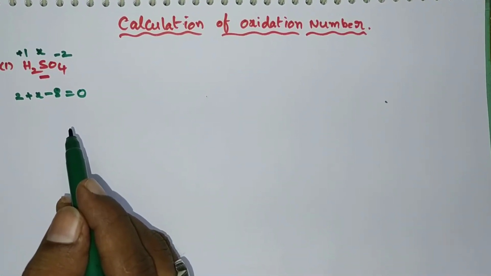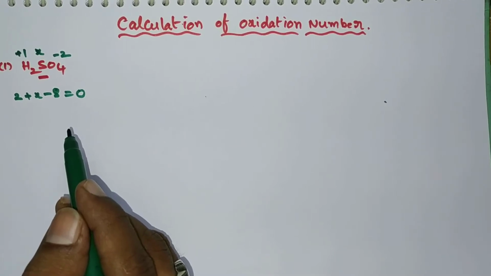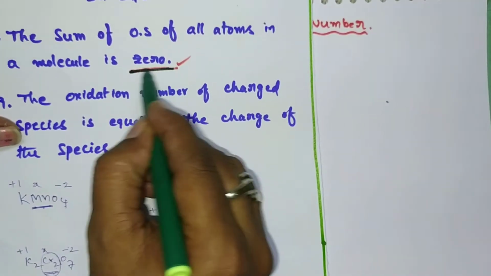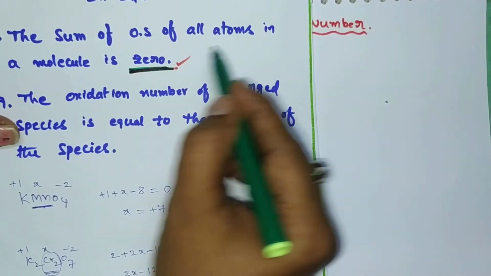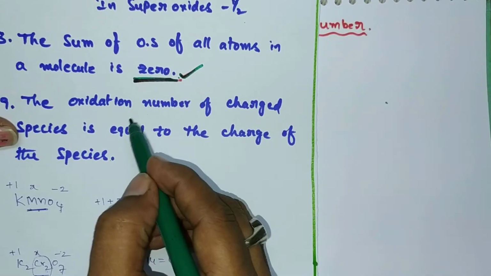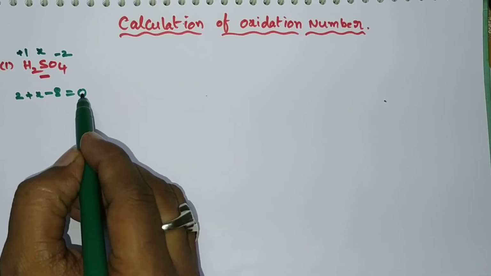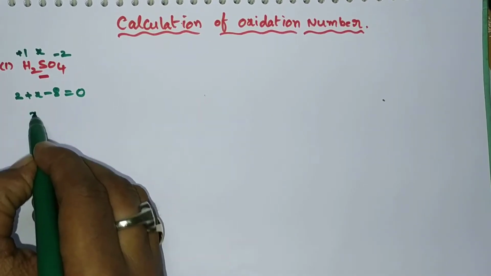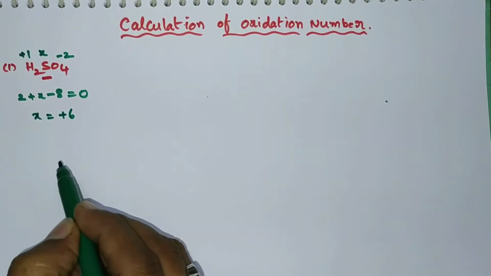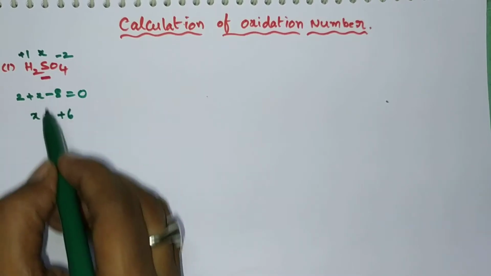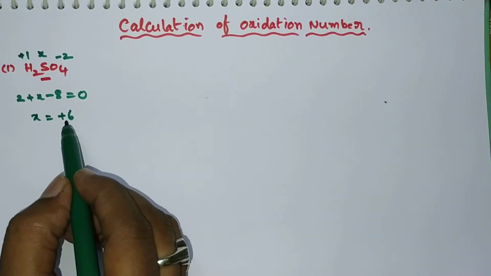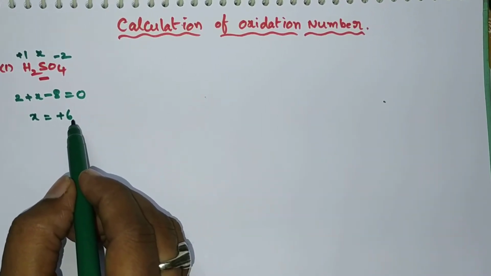The sum of the oxidation states of all atoms in a molecule must be equal to 0. That's why we put 0 here. By calculating this we get +6 oxidation state. So here sulfur exhibits +6 oxidation state, which means it loses 6 electrons.